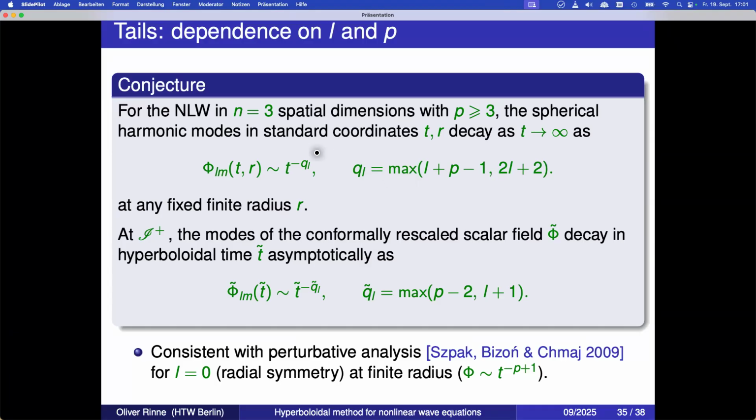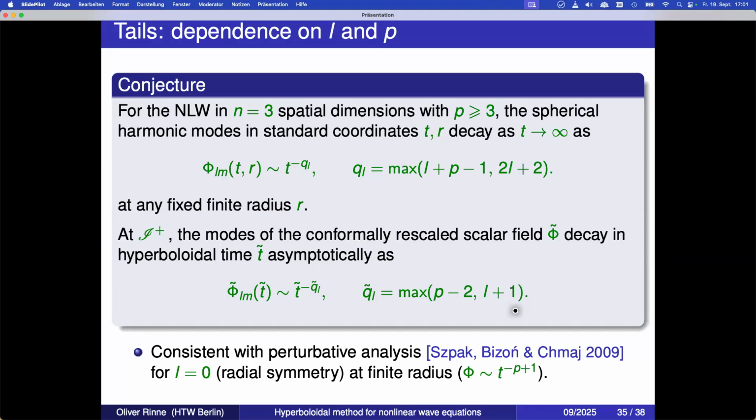You will have noticed here in this conjecture, the way it's phrased, I actually go to standard coordinates in Minkowski space, because I believe that at a finite radius, this conformal rescaling will not change anything to the decay rate. But at scri plus, of course, I need to phrase this in terms of hyperboloidal time. And there the decay would be this here, where now this q tilde, as I call it, for the decay at scri plus, has this dependence here on p and L.